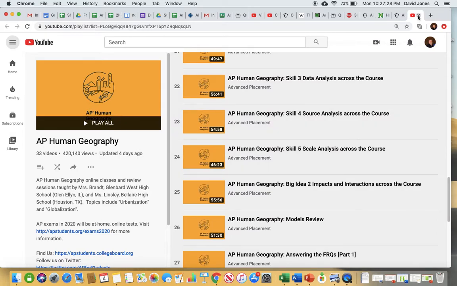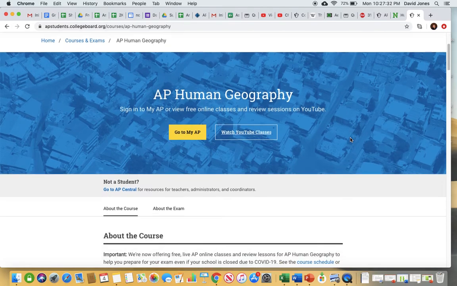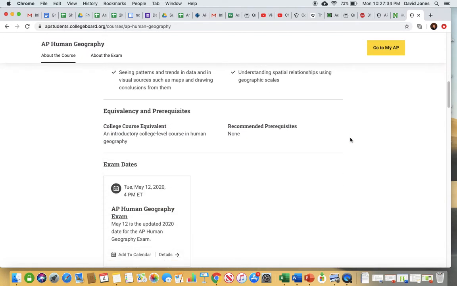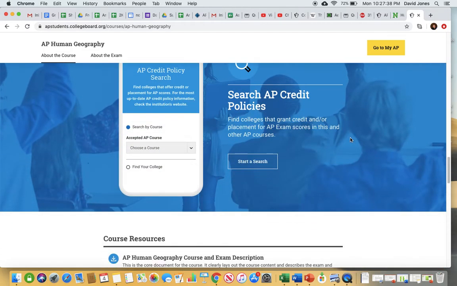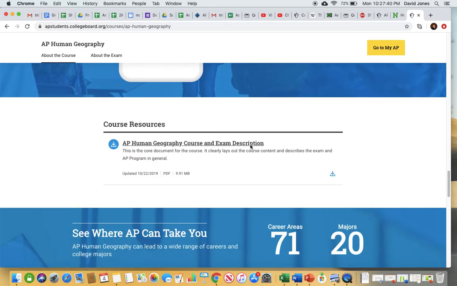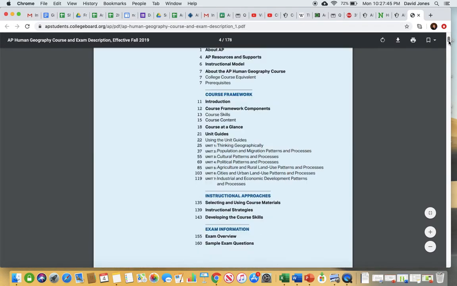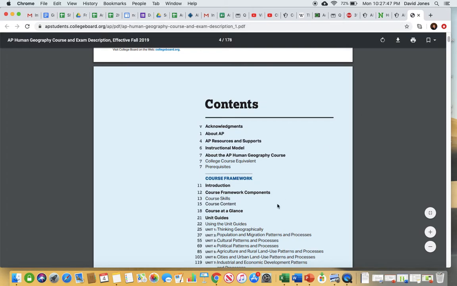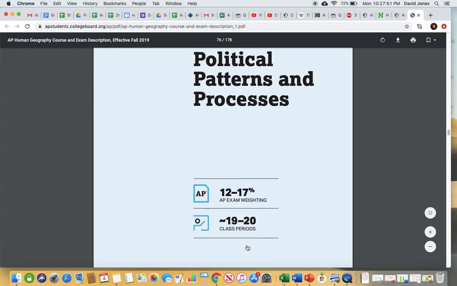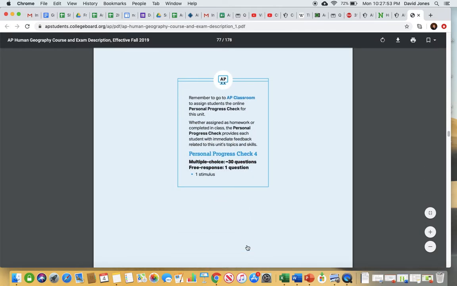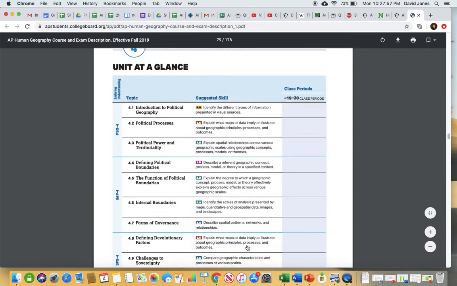Okay. All right. Let's go back to the AP Geography site. I'm going to scroll down here and go back to the document that we've been working from for the last few days. We have our course and exam description document. I'm going to click on that. I'm going to scroll down to our table of contents here and go back to Unit 4. So yesterday we started through the first 4 of these topics here. I'm going to finish the last 6 of these today, just in terms of some terminology.